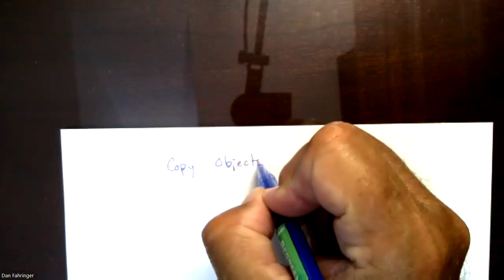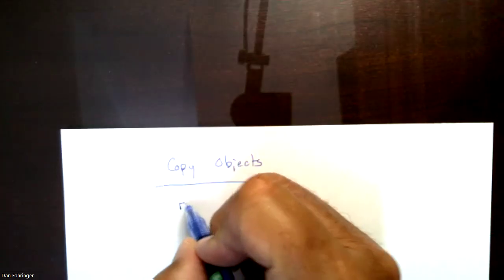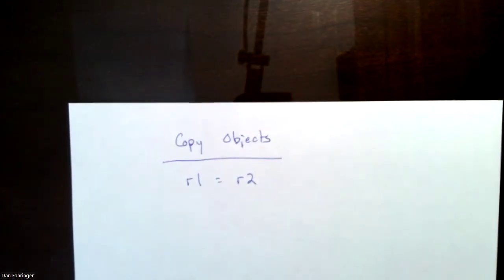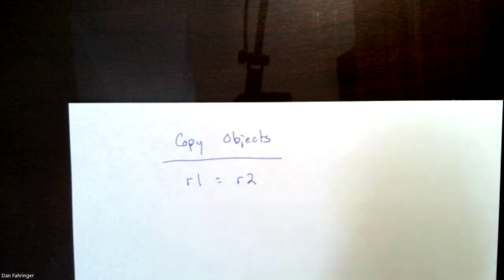One of the things we needed to lead into something that's really good is how to copy objects. If I have a rectangle object and I say R1 equals R2, all that's being copied is the address. And we want to do a little bit more deep copying.